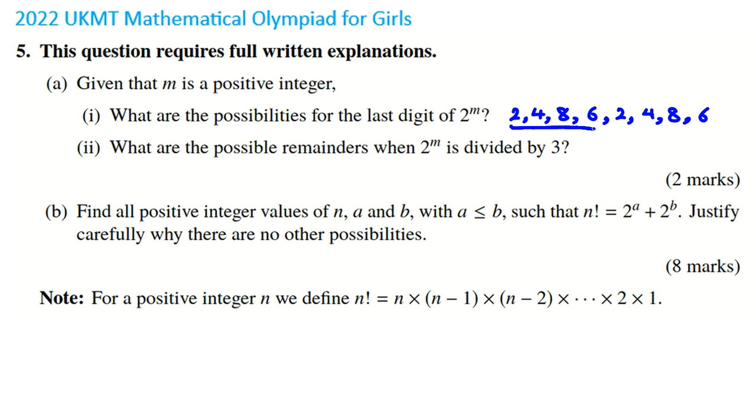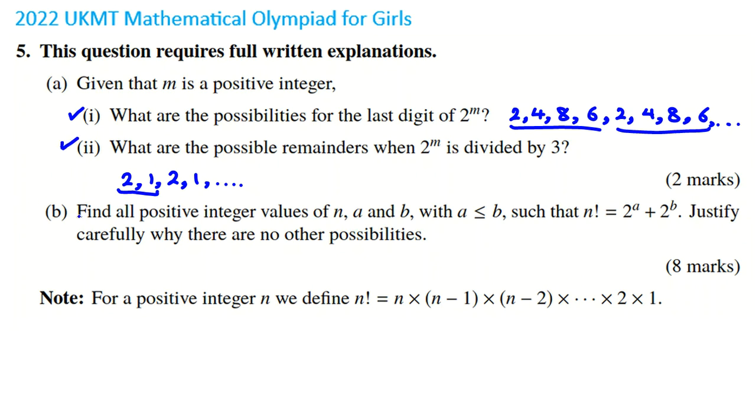2, 4, 8, 6. And the pattern is this, the period is 4, the length of the period. Okay, so we solve this problem. Part 2, what are the possible remainders when 2 to the m is divided by 3? We can also solve it with mod, but if you check, 2 to the m is 2, 2 squared is 4, which is 1, 2 cubed is 2, 2 to the 4th is 1, and so on. Here it is 2 and 1, the period is 2.